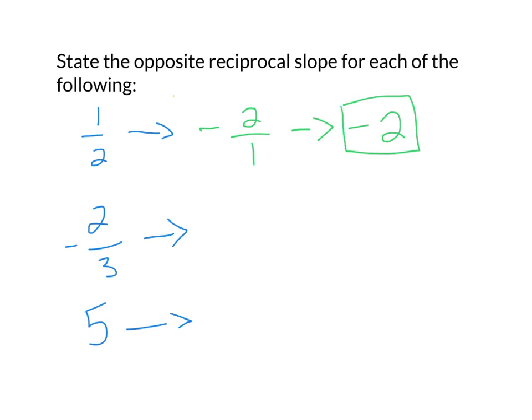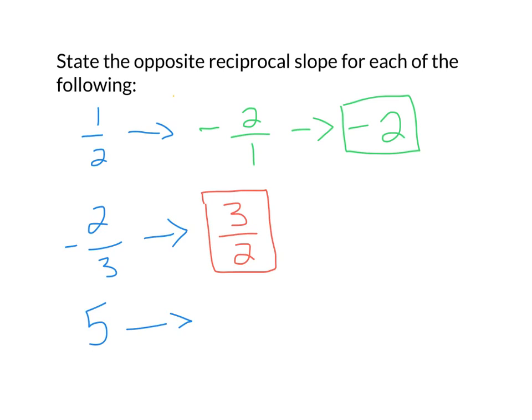Okay, so the next one, -2/3. The opposite reciprocal would be positive, and then take the reciprocal of 2/3, which would be 3/2. That cannot be simplified any further, so we just leave it as 3/2.